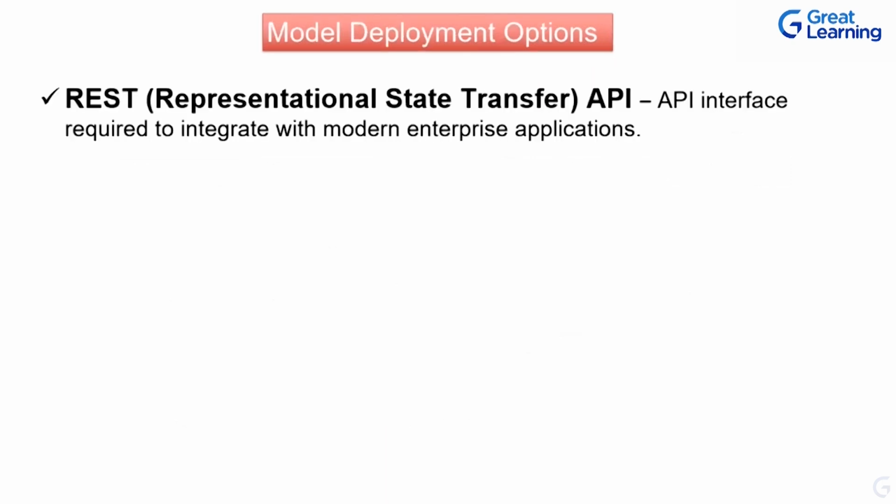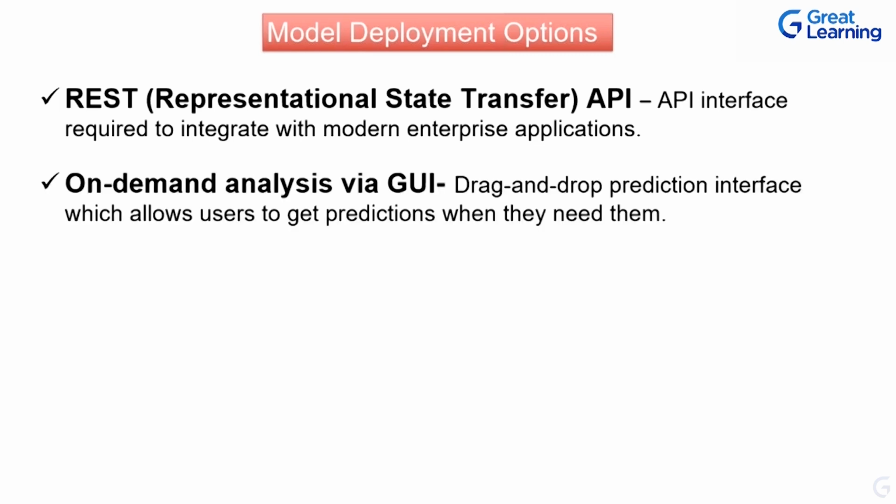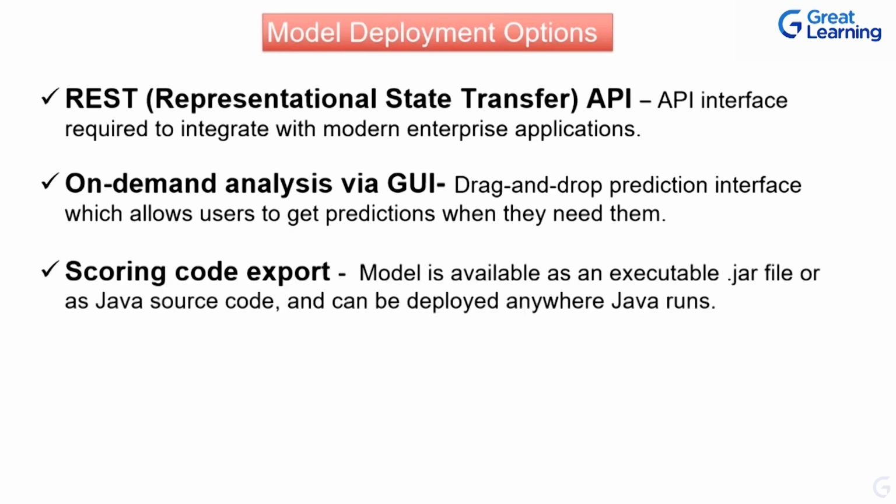So what is REST? This is a Representational State Transfer API. An API, as I said, is an application programming interface, which is used to integrate the user input you are taking with the available enterprise application. On-demand analysis by GUI is a drag and drop prediction interface, which allows users to get predictions when they need them, whenever you want it. We'll enter the values on an HTML page, press submit, and we'll get the prediction out.